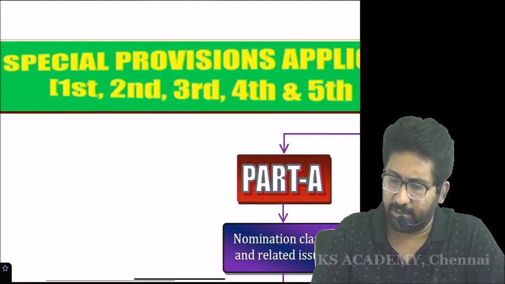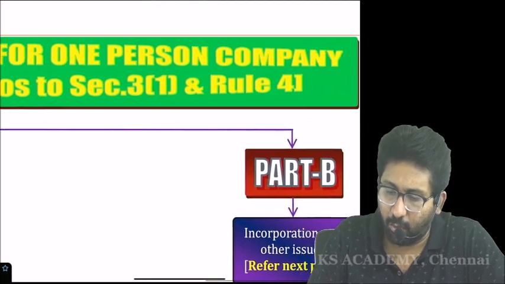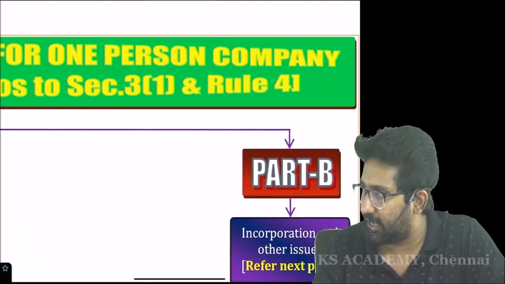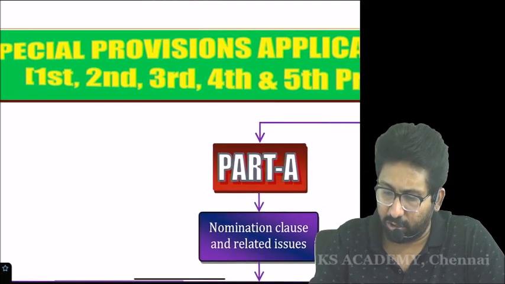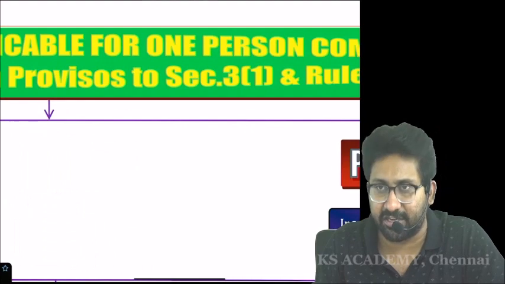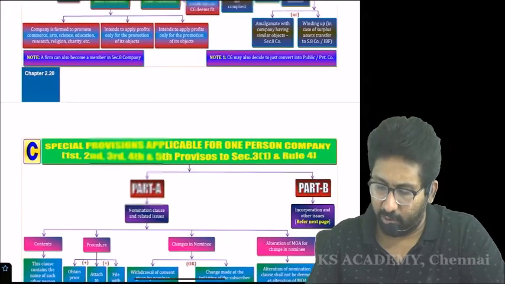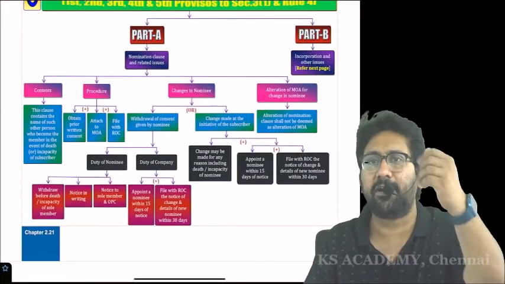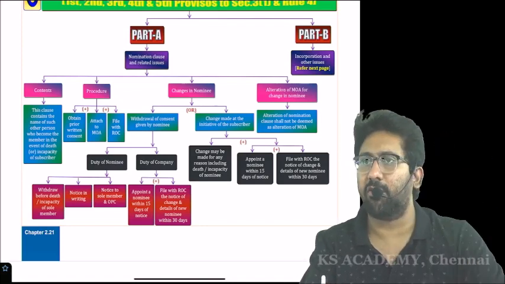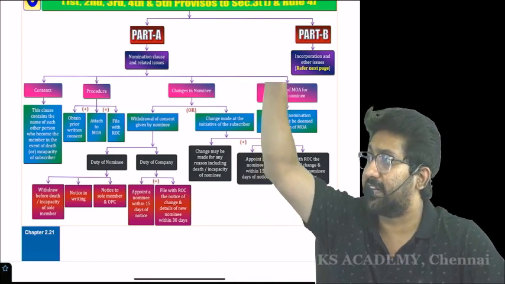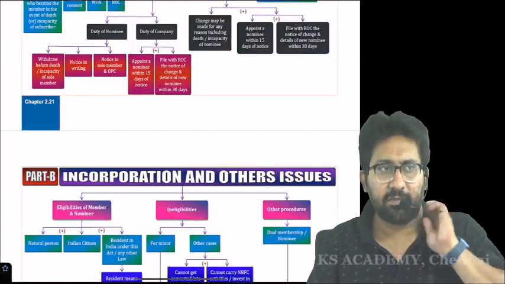Can you please read? Special provisions applicable for one person company. Clarity? What I have written: first, second, third, fourth, fifth provisos to section 3, subsection 1 and rule 4. Satisfied? So I am going to cover this entire concept in a separate part. Provisos 1, 2, 3, 4, 5 we are not going to discuss here. This is the last chart for this chapter. At the last it will come, and at that time I will discuss.